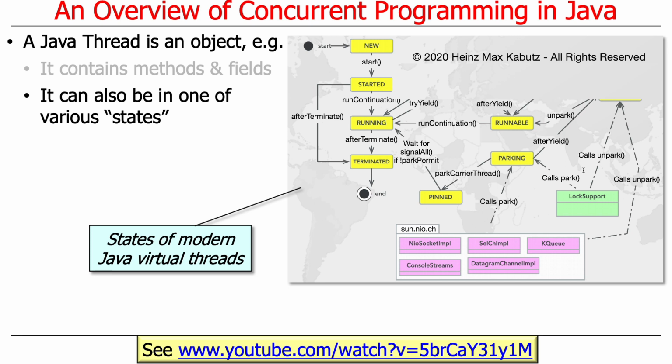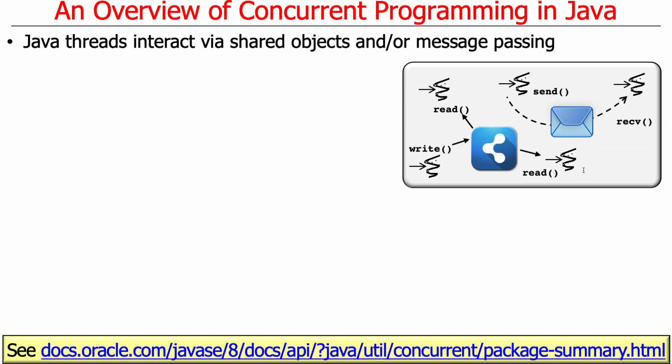Modern Java threads, like virtual threads, can also be in different states. They're somewhat different states than the traditional Java threads. And I won't spend much time on this, although you can watch this YouTube video if you want to learn more about Java virtual threads.